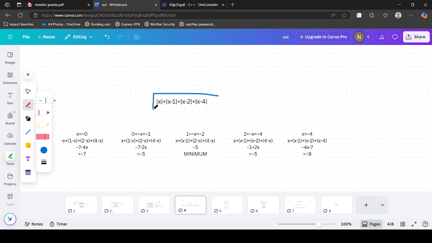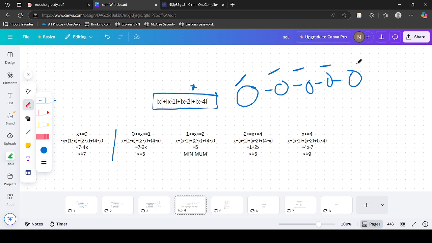So this is the distance for x, and now let's break it down based on some cases. So we have 0, 1, 2 and 4. So what are the cases? When x is less than 0, between 0 and 1, between 1 and 2, between 2 and 4, and greater than 4. So we have 5 different cases for 4 points. So let's try to deal with each one.